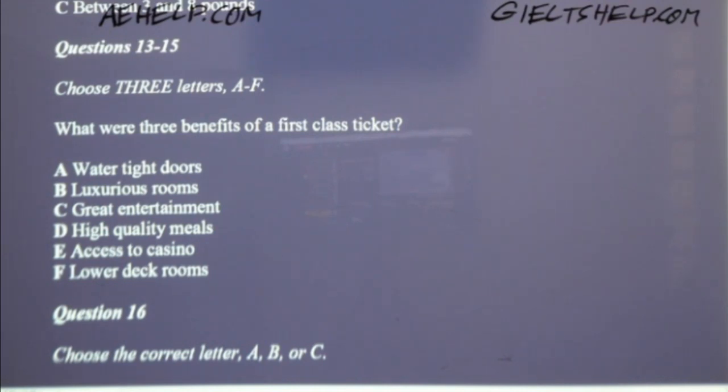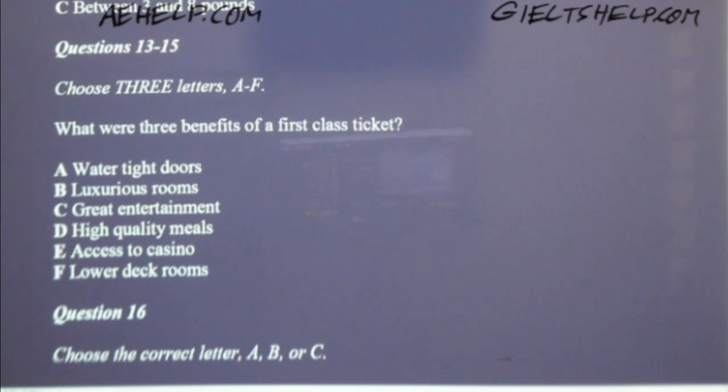They had luxurious rooms on the highest decks, delicious meals for breakfast, lunch and dinner, as well as the finest entertainment money could buy. On the other hand, those in third class slept in cramped rooms which were quite plain and small and did not have access to the fine restaurants and entertainment on the upper decks of the ship.